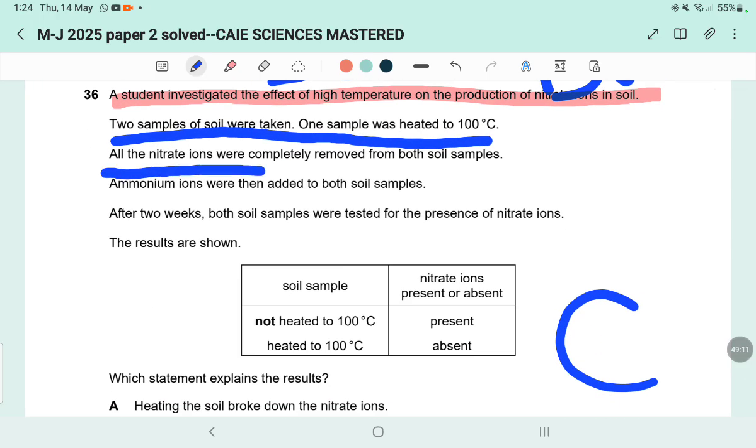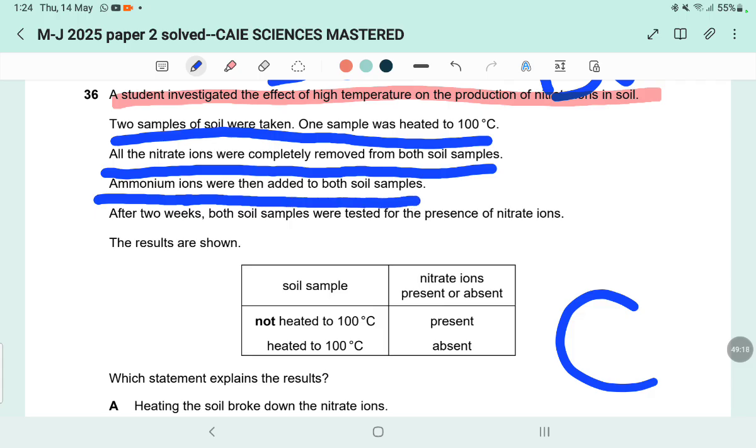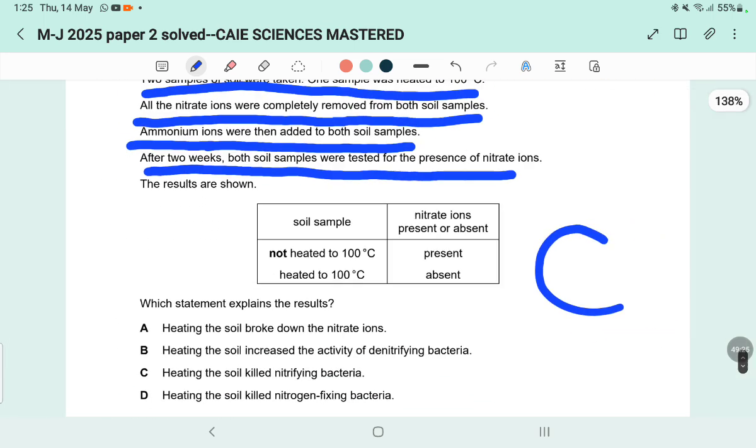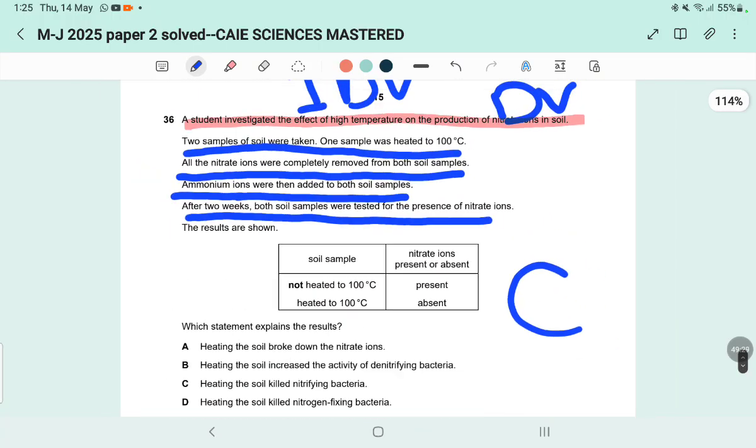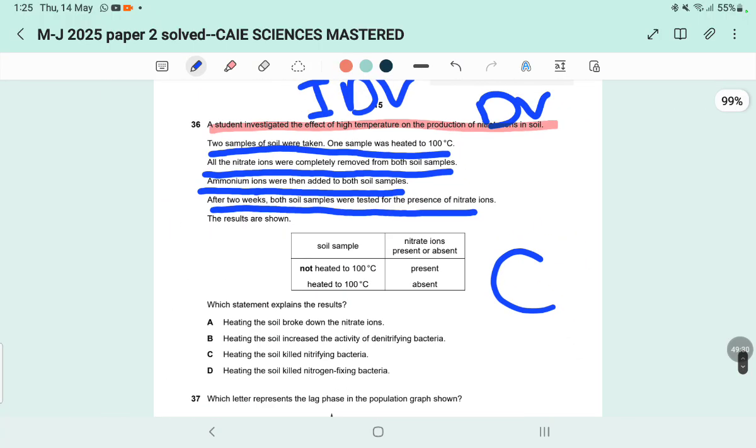All the nitrate ions were completely removed from both soil samples. Ammonium ions were then added to both soil samples. After 2 weeks, both soil samples were tested for the presence of the nitrate ions. He's saying here, which statement explains these results? Heating the soil broke down the nitrate ions, or heating the soil increased the activity of denitrifying bacteria, or heating the soil killed nitrifying bacteria.